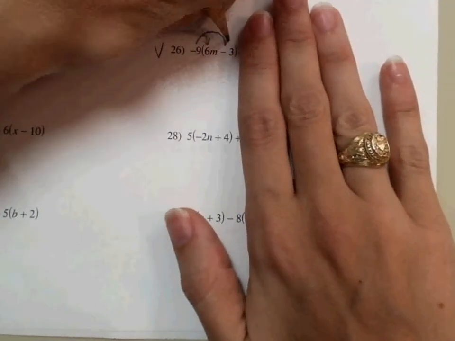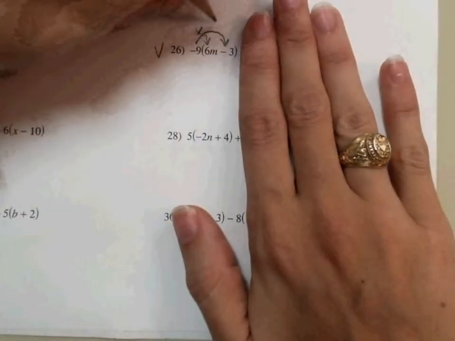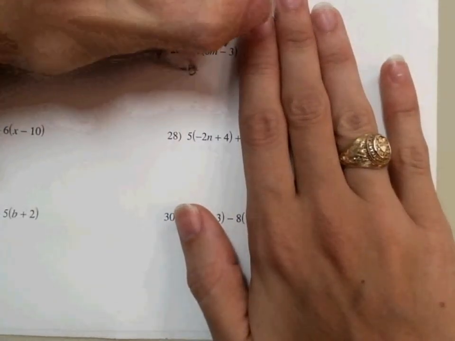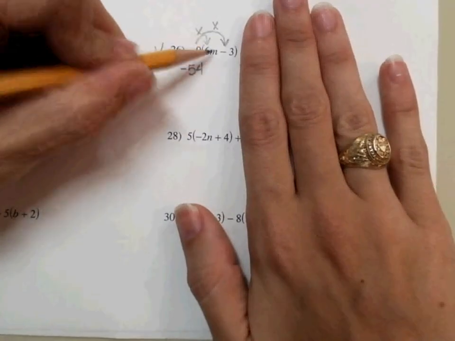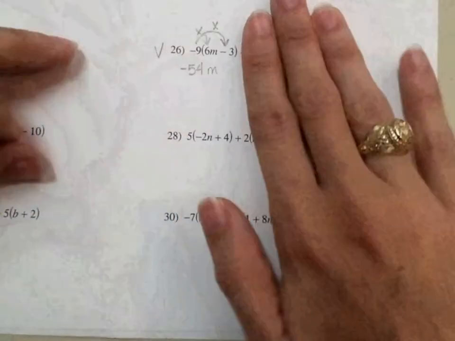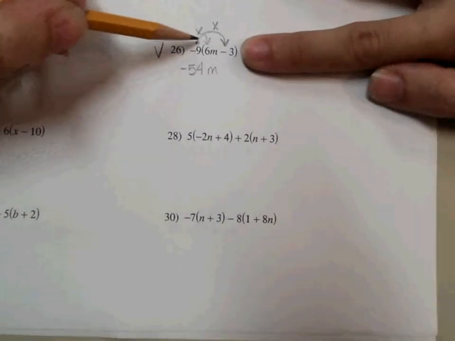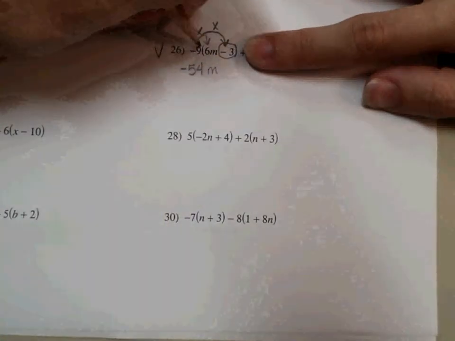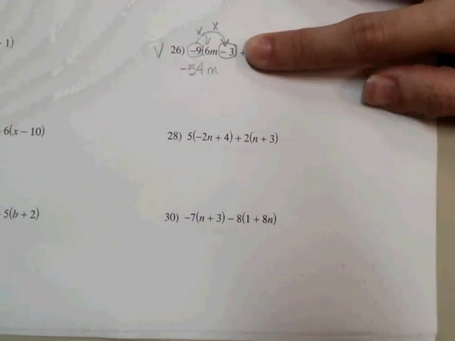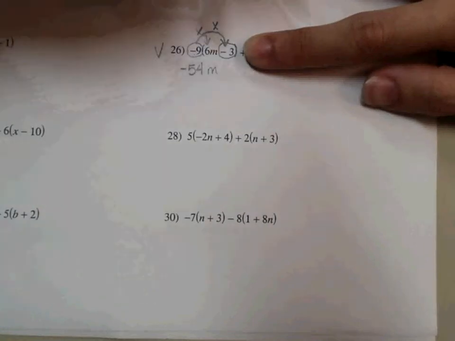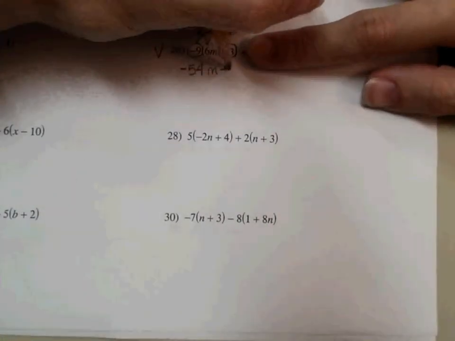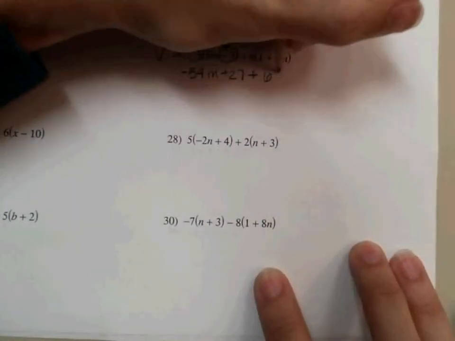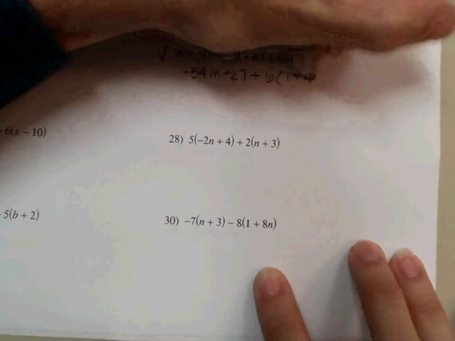Hippity, hoppity, distributive property. Those arrows mean to multiply. Negative 9 times 6. If you put that into your calculator, you're going to get negative 54. And don't forget your m. You're multiplying by an m. Now, negative 9 times negative 3. Sign in front of the number goes with the number. If you put in your calculator negative 9 times negative 3, you're going to get a positive 27. And I'm going to go ahead and bring down the rest of this equation that I have not done yet.